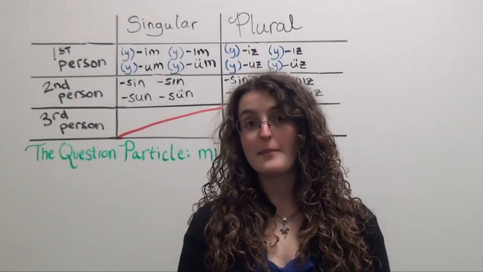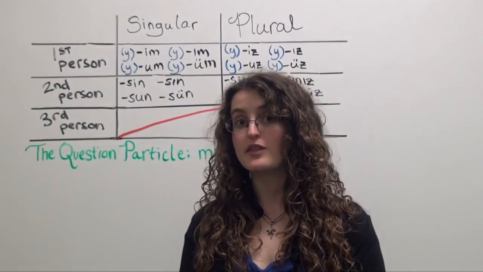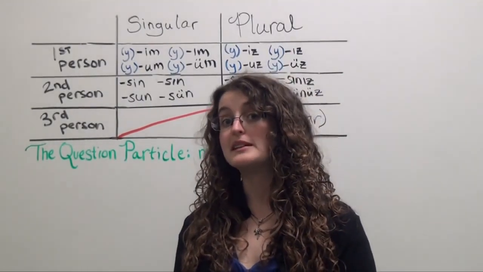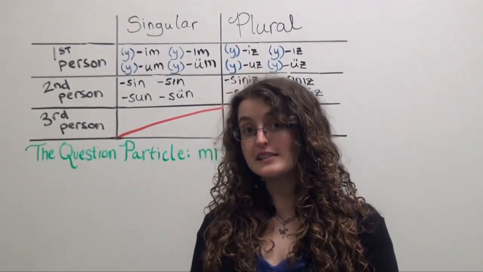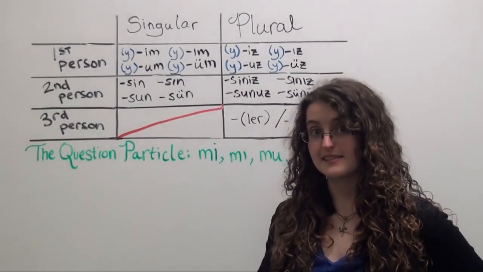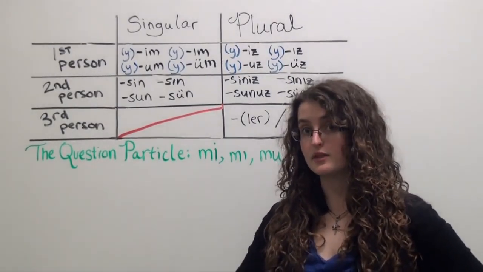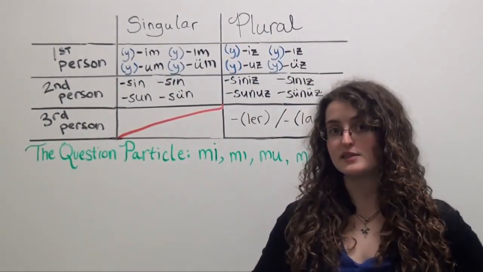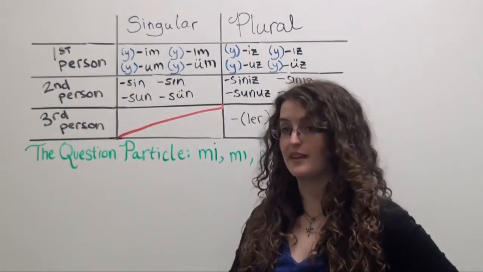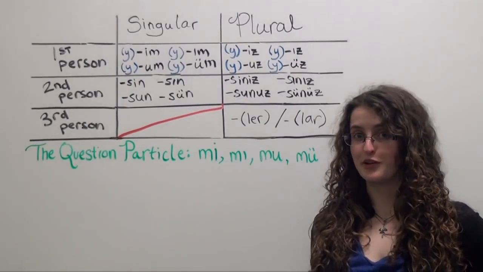Now we're going to talk about how to form yes-no questions in Turkish with the present tense of the verb to be. We're going to use the same set of personal suffixes that we learned to form affirmative sentences with the verb to be and negative sentences in the present with the verb to be also. But this time we're going to add something called a question particle.